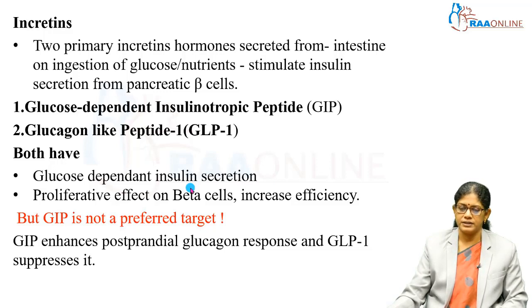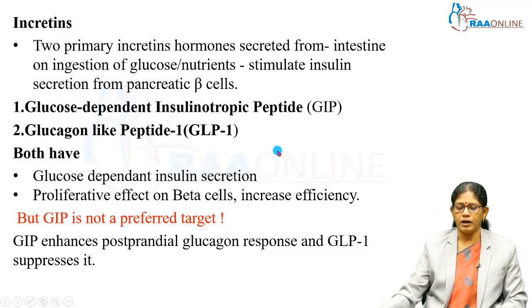Incretins are substances which are produced from our intestine in response to glucose or nutrients. When we ingest glucose or any other nutrients, immediately these incretins are released from our small intestine. There are two primary incretins. The first one is glucose dependent insulinotropic peptide, which is called GIP, and the other is glucagon-like peptide, GLP-1. GIP as well as GLP-1.